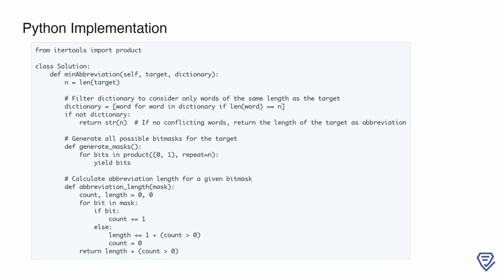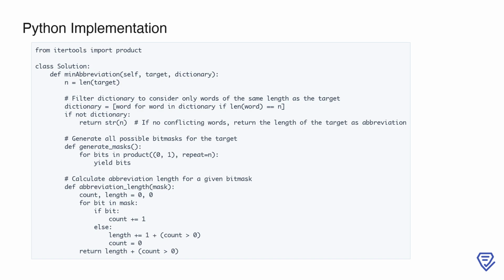To tackle the problem of finding the minimum unique word abbreviation, we start by importing the product function from the itertools module, which will help us generate all possible combinations of binary bit masks. Next, we define the min-abbreviation method within the solution class. The first step in this method is to filter the dictionary to only include words with the same length as the target word. This is because only words of the same length could potentially conflict with the abbreviation of the target. If no words remain in the filtered dictionary, we can directly return the length of the target word as its abbreviation, since there are no conflicting abbreviations to consider.